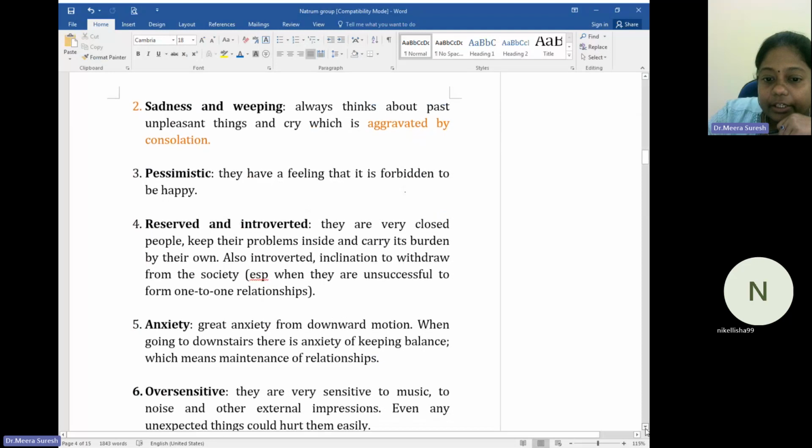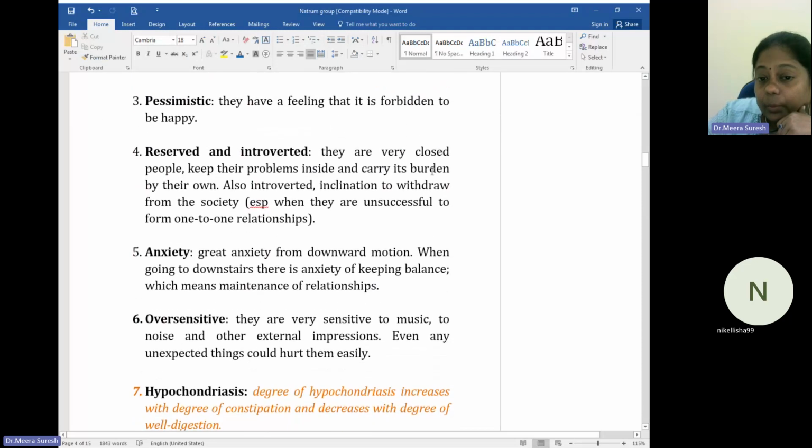They're very reserved and introverted. That is, they're very closed or reserved people. They carry their problem within inside. They are not going to share it with anyone unless they trust, or in a one-to-one relationship. Otherwise, they are completely reserved, keeping all their problems with themselves.